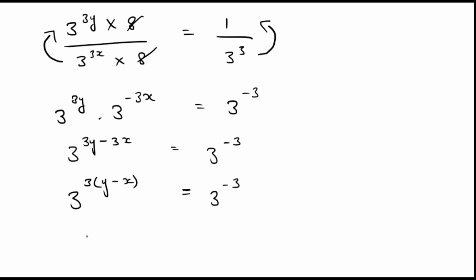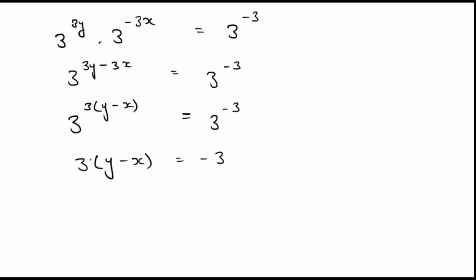So the powers are also equal to each other. So taking only the power, I will get 3 into (y minus x) is equal to minus 3. This 3 and 3 will get cancelled. So y minus x is equal to minus 1.